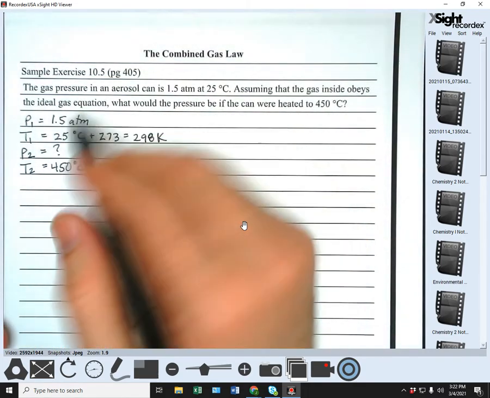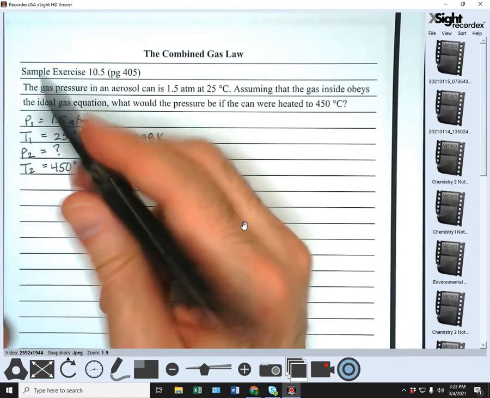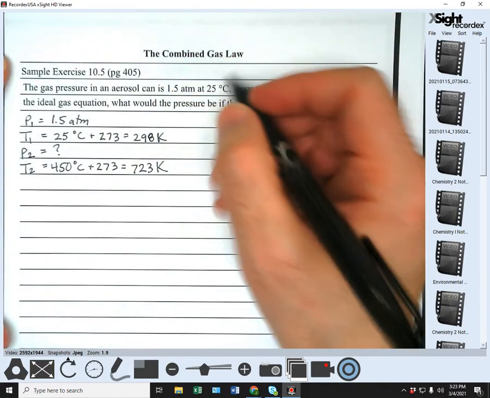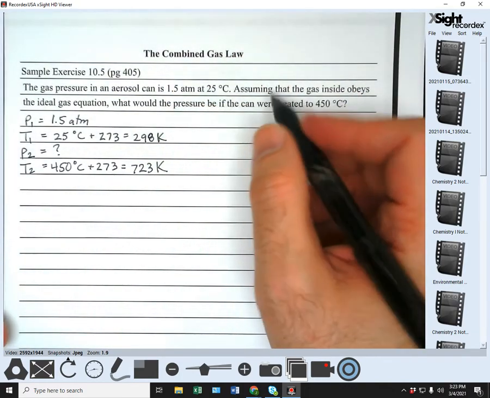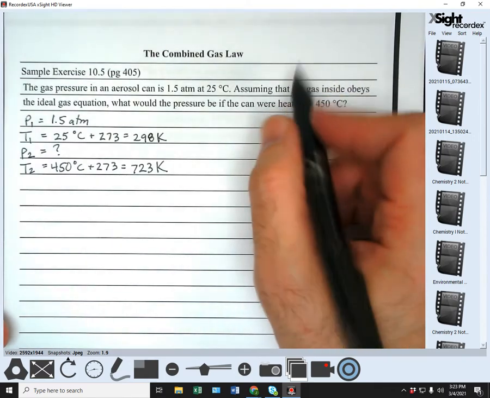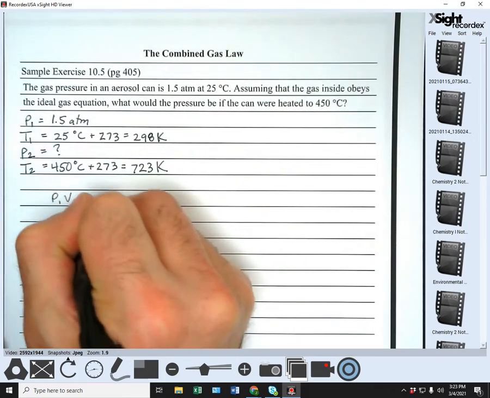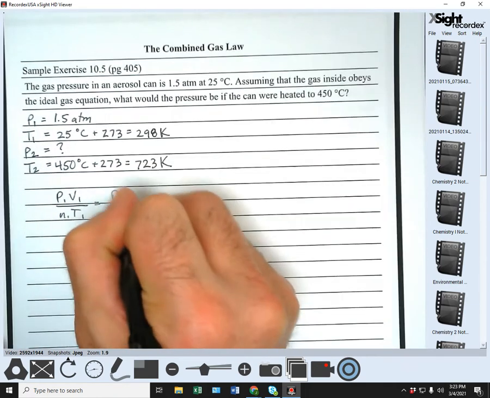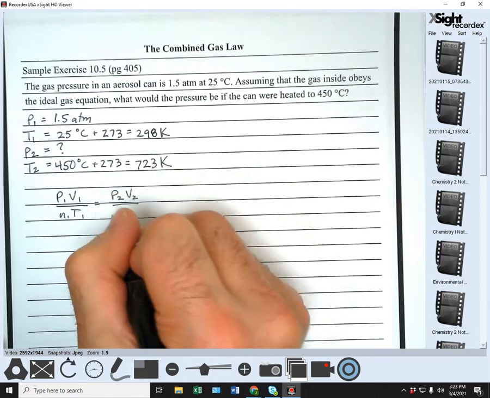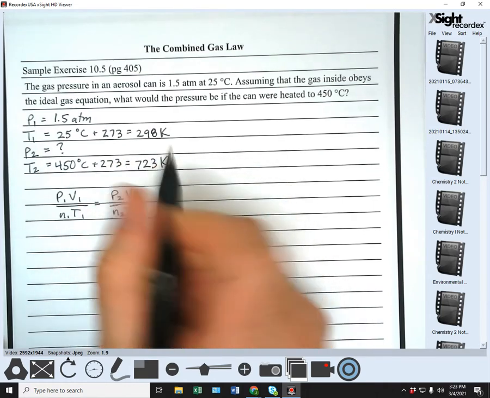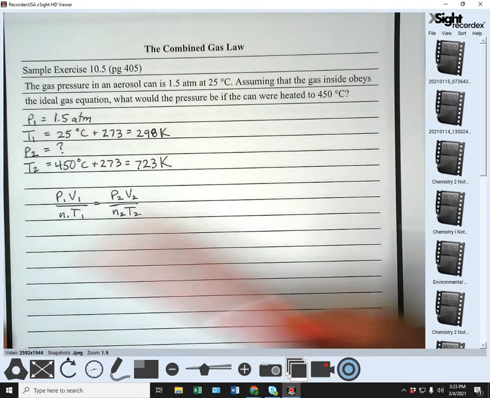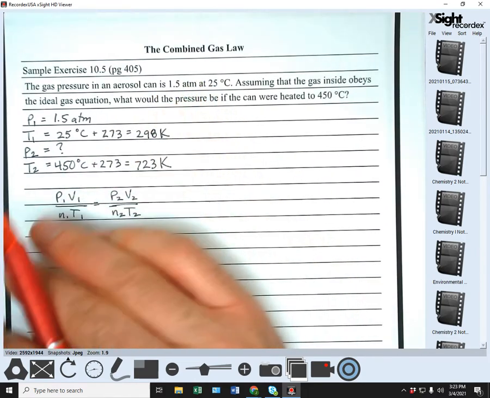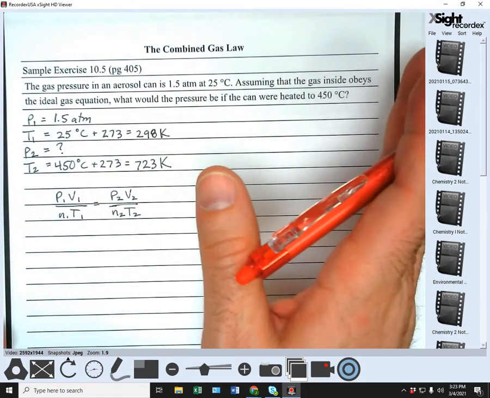So you can see we've got more than one of the same type of variable. So it should be relatively obvious, hopefully, that we're going to want to use the combined gas law, P1V1 over N1T1 equals P2V2 over N2T2, right? This one. Now, what we do in these cases: we start with this, and then any variable that's not mentioned, or if it says it stays constant or doesn't change, we're going to assume it doesn't change.